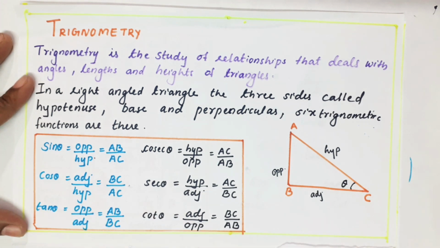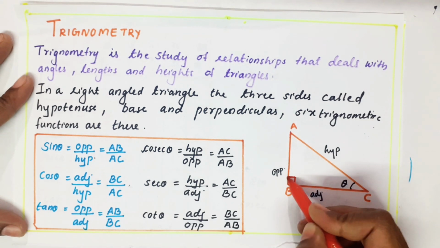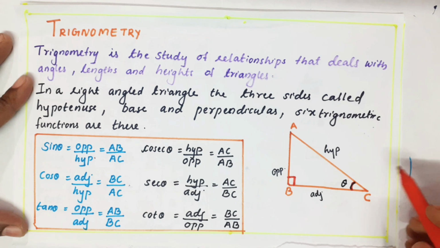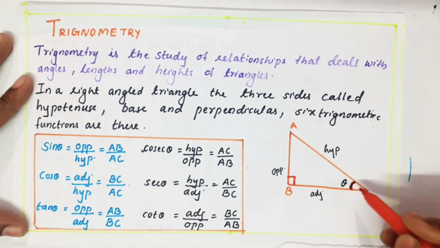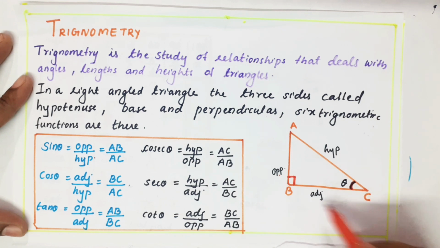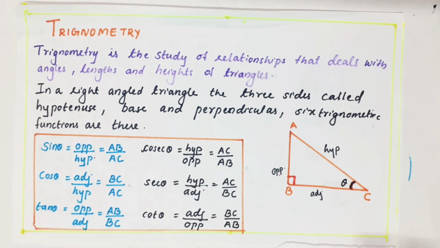See this triangle, it is a right angle triangle. I have taken this angle theta. So remember, this is theta. With respect to this theta, this is the opposite side AB and the adjacent side is BC. So I am just taking some relations between the sides. That's all, angle and relation.